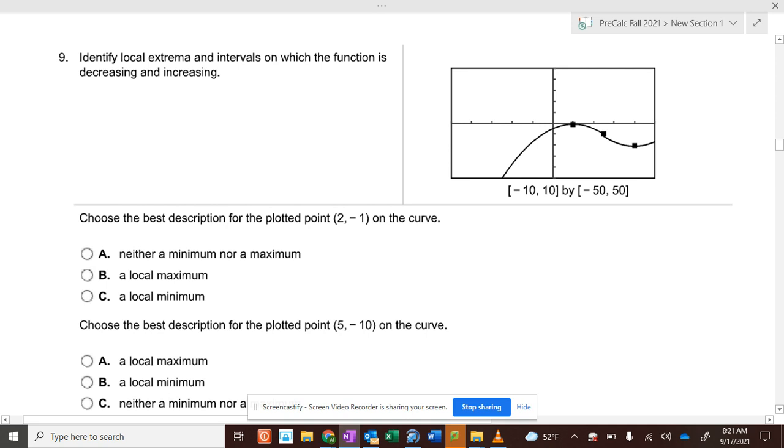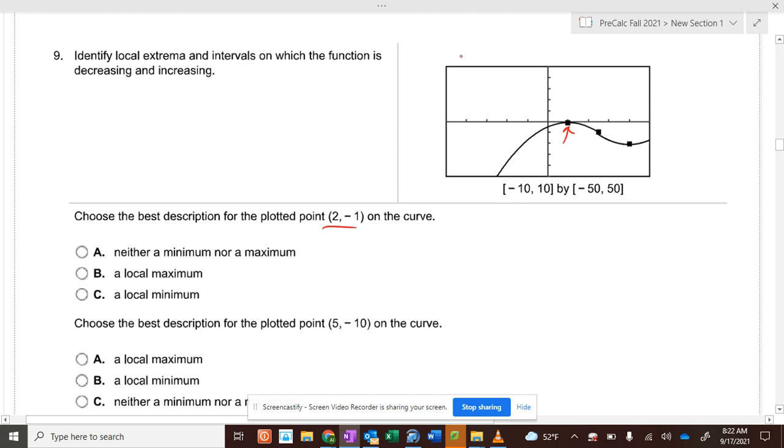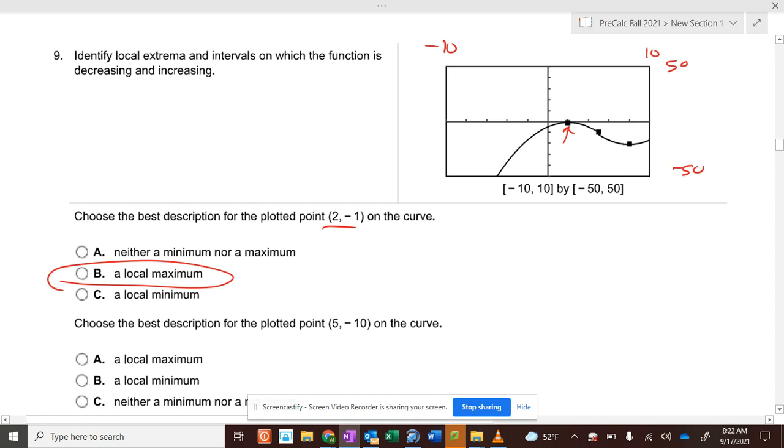All right, increasing, decreasing. Where's the graph? At (2, -1), that's this point right here, because you got to look at the graph. It's a 10 by 10, and it goes from -10 to 10, so this one's probably 2. So (2, -1). What does that look to be? A local max. Okay. (5, -10) should be right here.